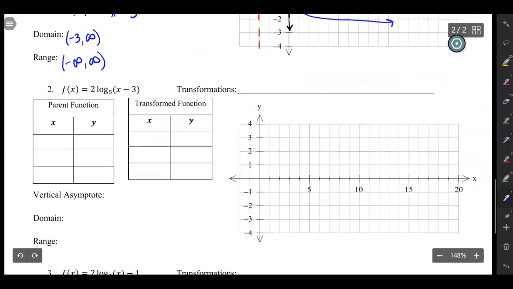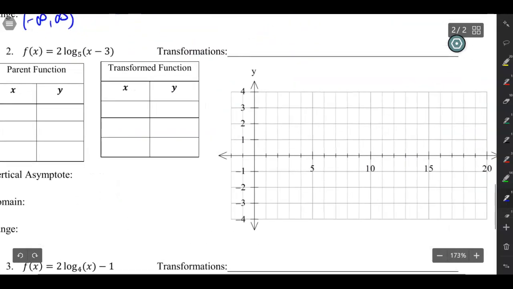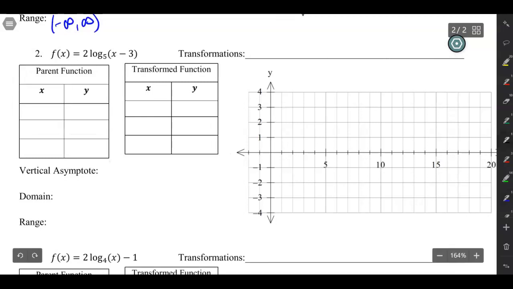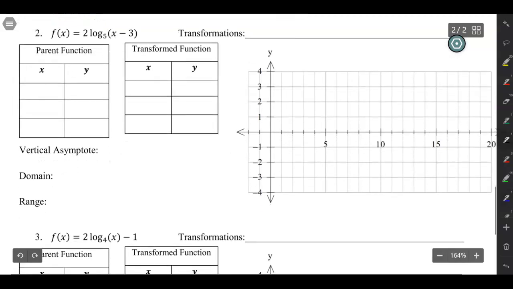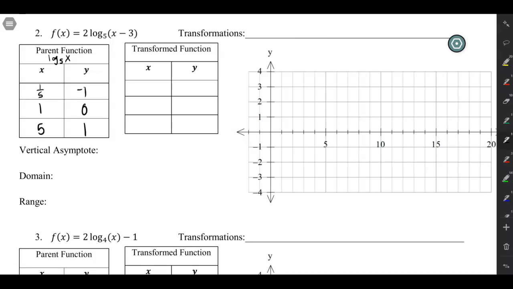All right, let's go ahead and do a couple other examples. I'm going to zoom in on this one so we can hopefully just see that one example. So we're doing 2 log base 5 of x minus 3. My first step is to identify my parent function, log base 5 of x, and then I'm going to use that to create my parent table. And I'm going to go ahead and graph my parent function right now while I'm thinking about it. So this black graph is going to be my parent function.